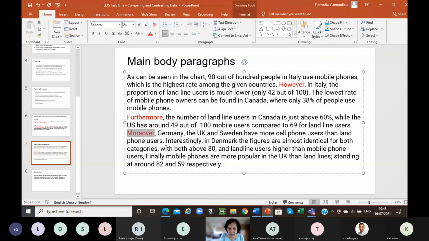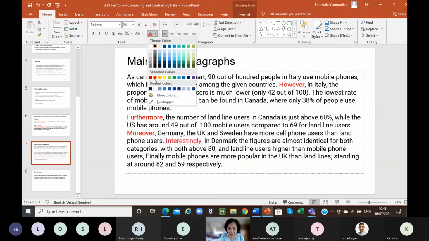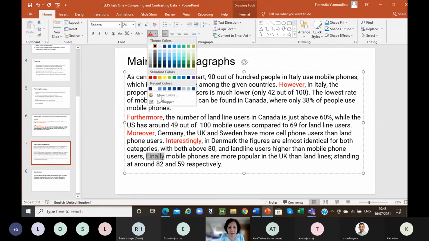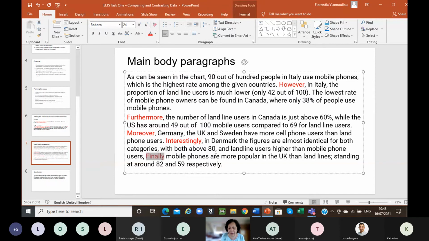I've got "interestingly" here, and I've also got "finally" there. So just in these two paragraphs, I have got 5 link phrases, and they are very good at organizing your points in essays. Yeah. So this is what you should be trying to do.